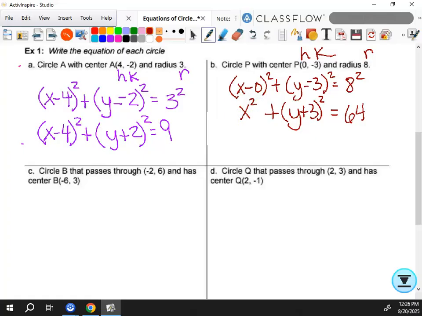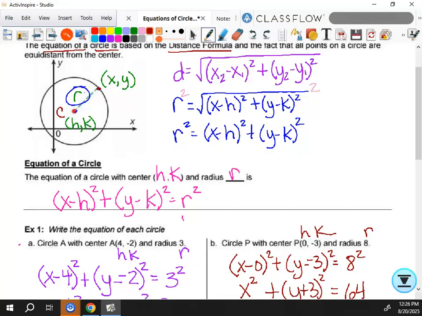Just don't eliminate it completely, which is what I saw somebody do earlier today. It's not like the whole term goes away, it's just x squared. And then if you see something like that, you know that that h value is 0, and then your k value is -3. Okay. What questions do we have? Anything? Okay. All right. So then what happens when I have a circle that passes through a point and has a center at (-6, 3)? So that's basically giving me this point and this point. So we know the center, we know some point on the circle, we don't know what the radius is.